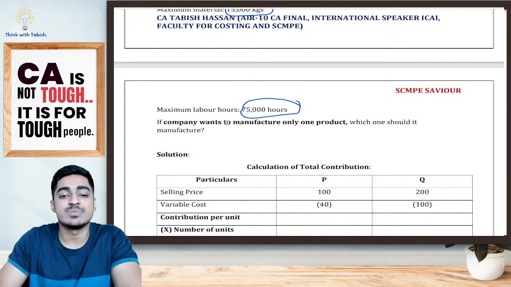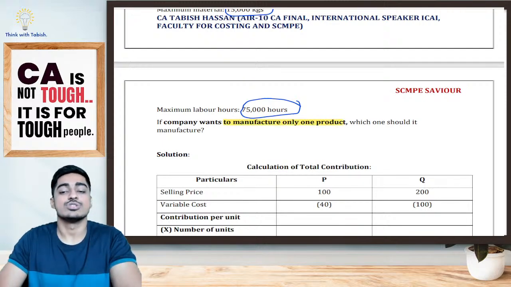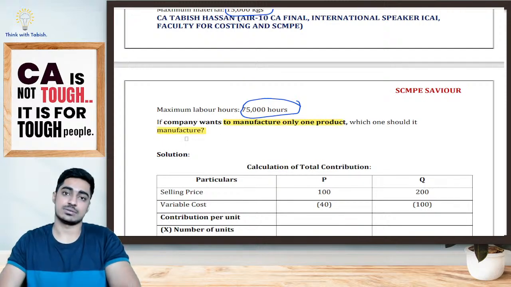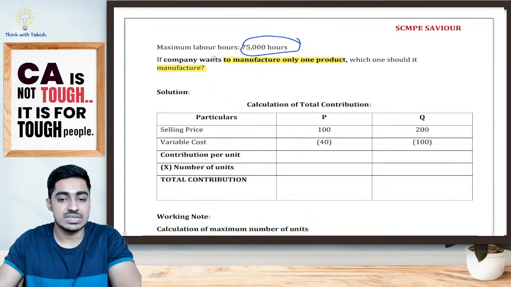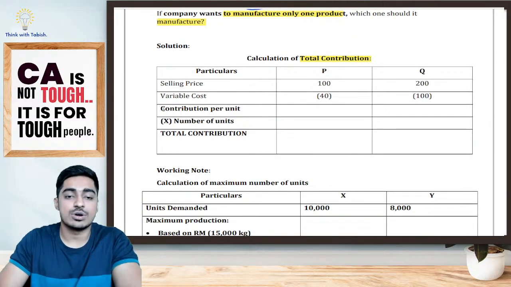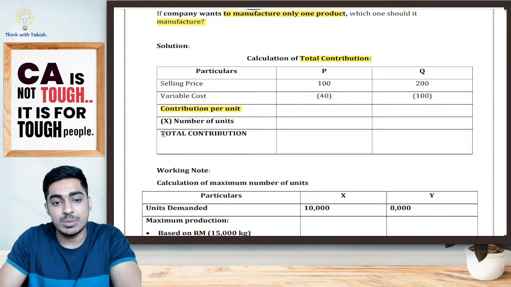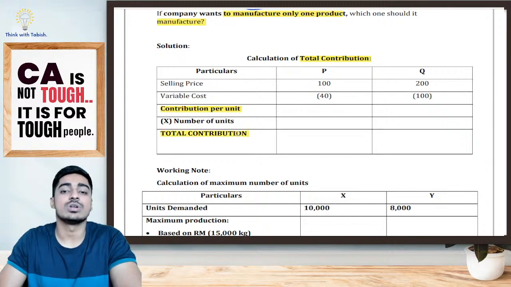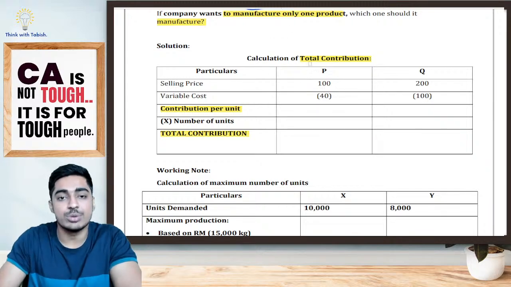Let us do one thing. Let us manufacture only one product. Which product should we manufacture? How do we take a decision? First, we take a decision based on total contribution. Contribution per unit into number of units gives us the total contribution. So how do we calculate the total contribution? We have calculated contribution per unit.